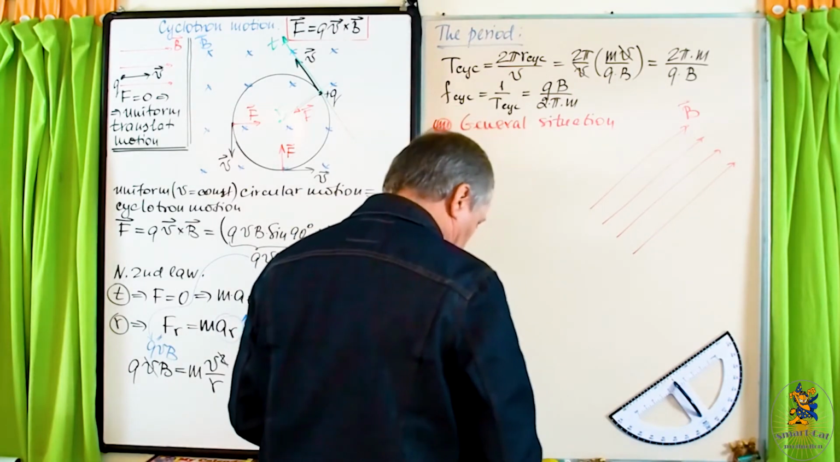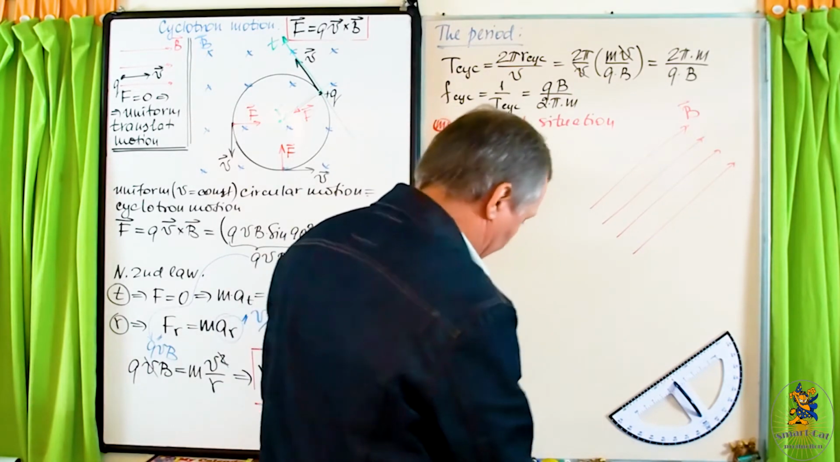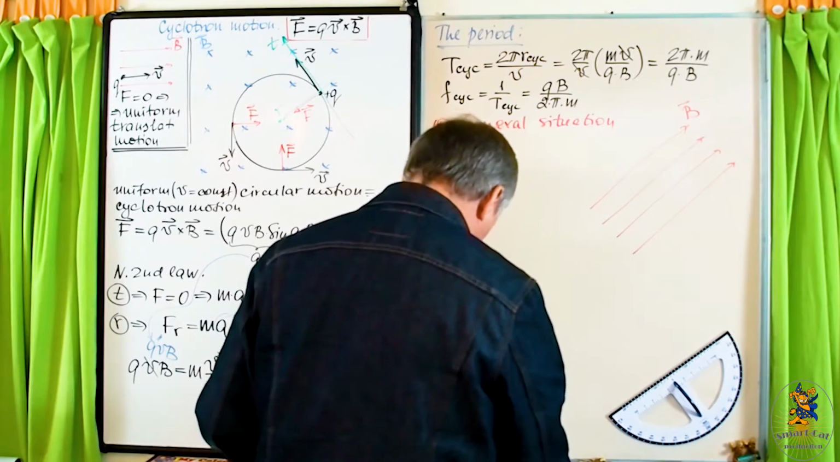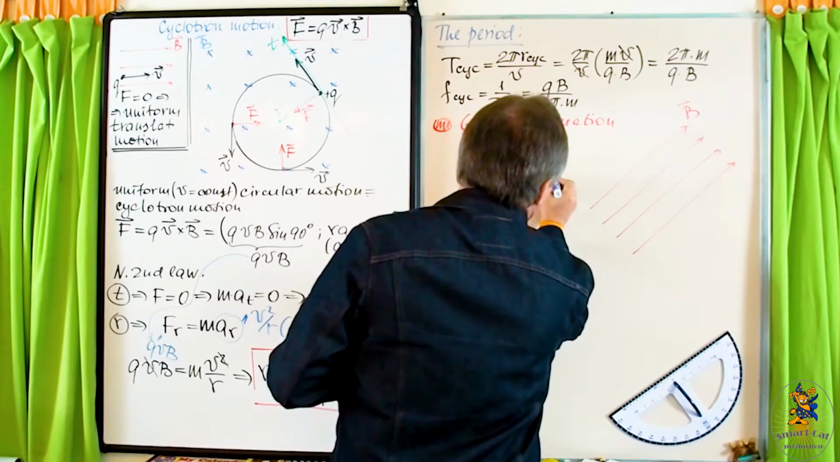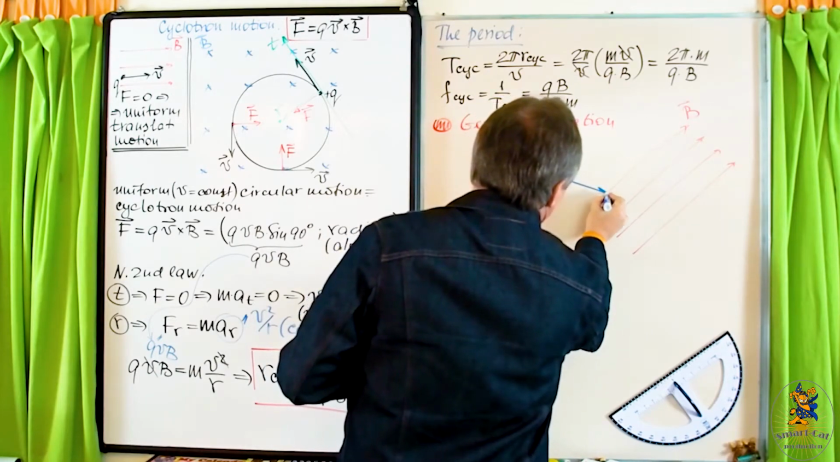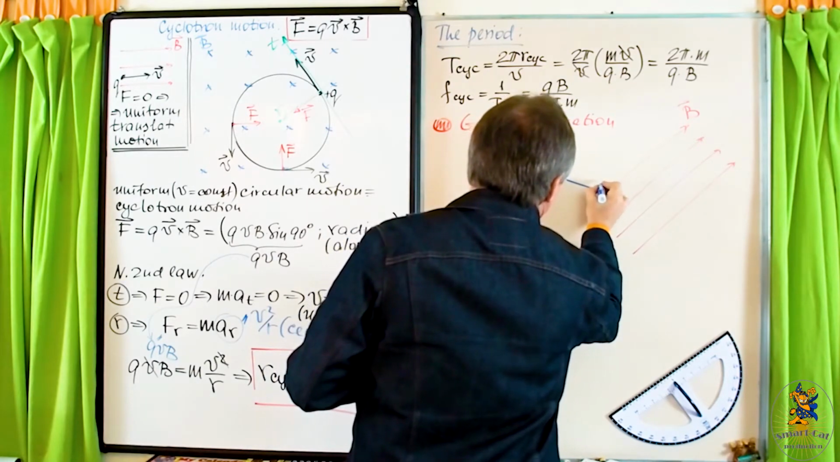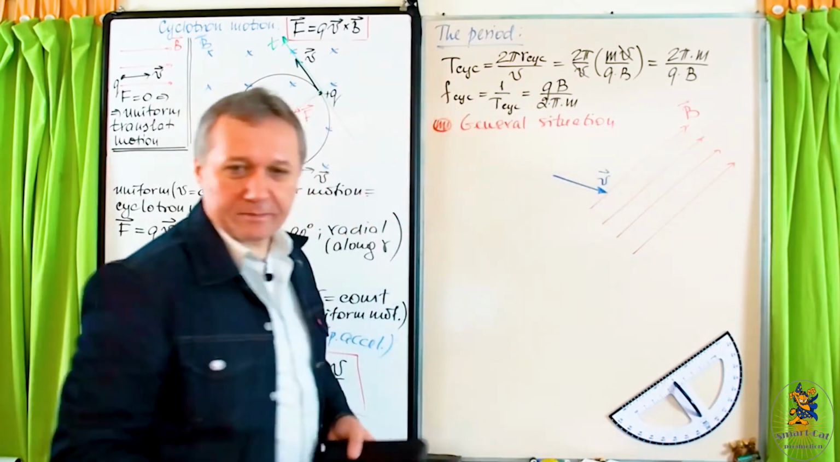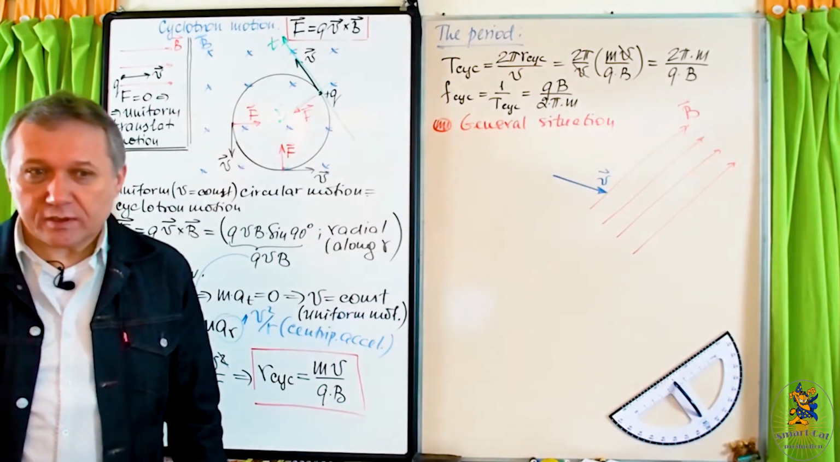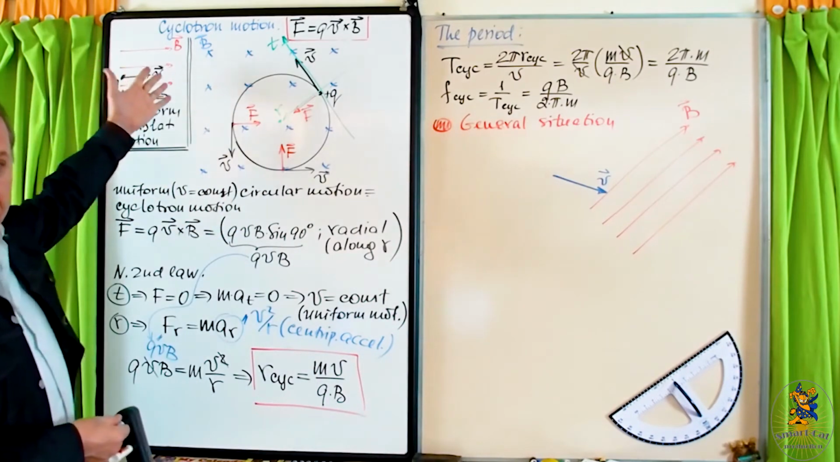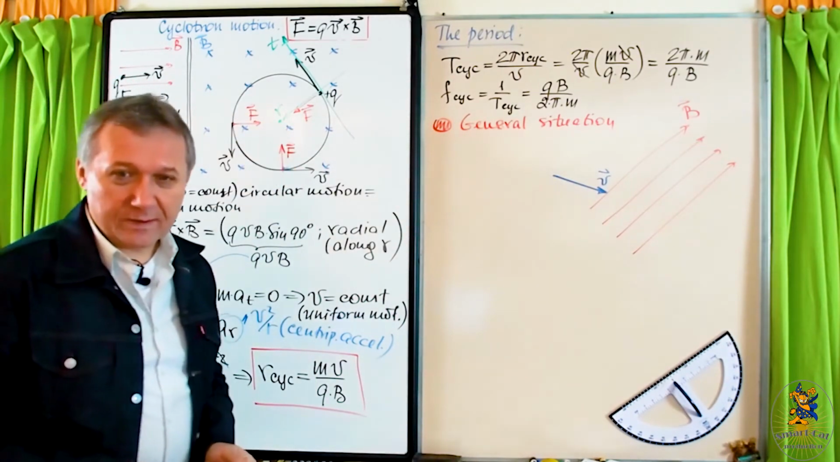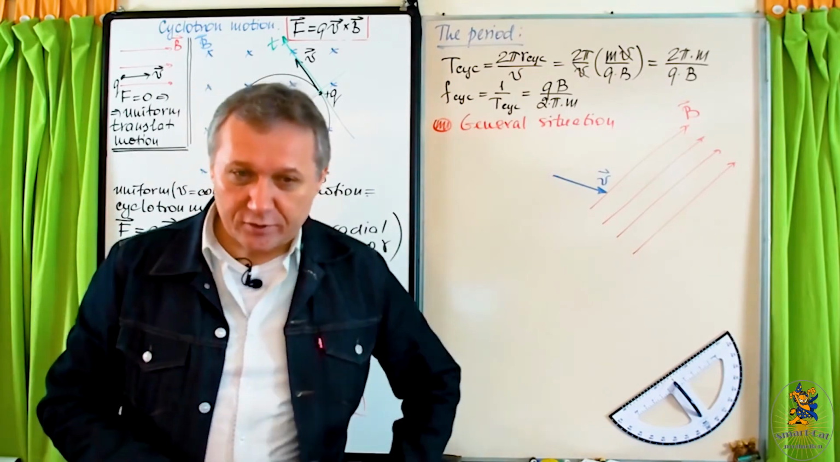And now let's send a particle. Which direction? Probably something like this. So let's say this is our velocity. You see now it's neither parallel nor perpendicular to the magnetic field lines. So it's neither this nor that case. So what will be the trajectory?